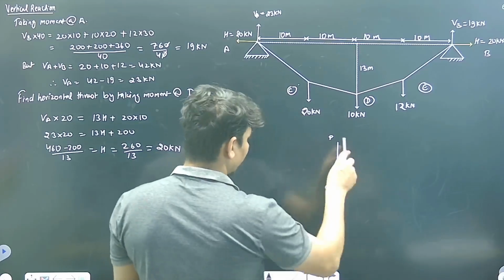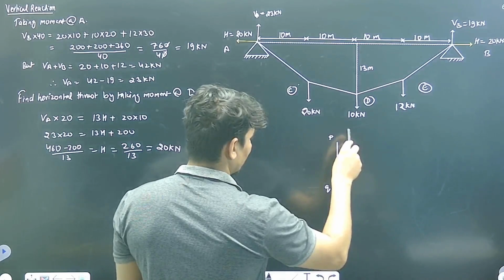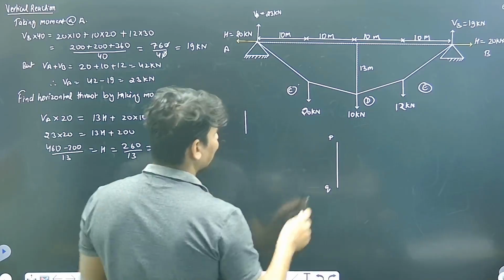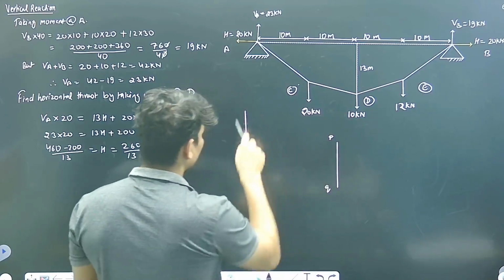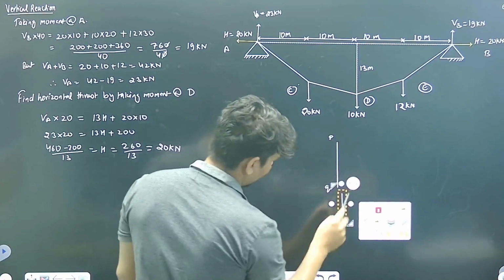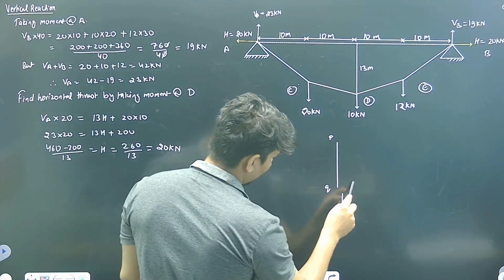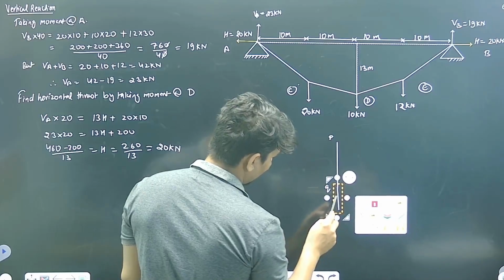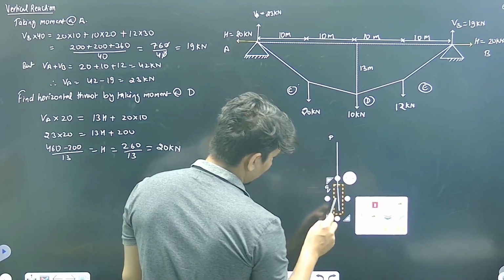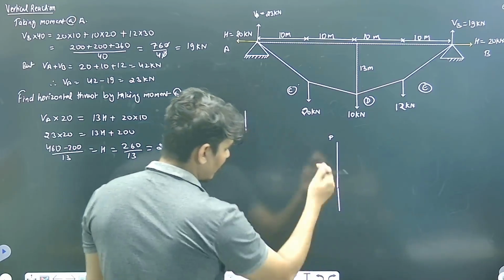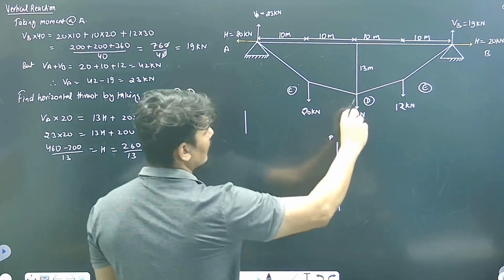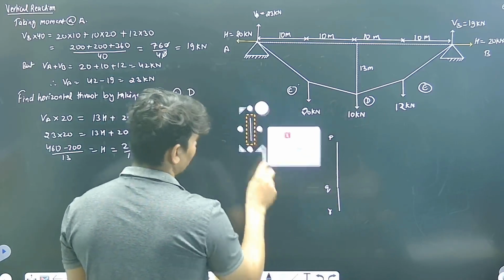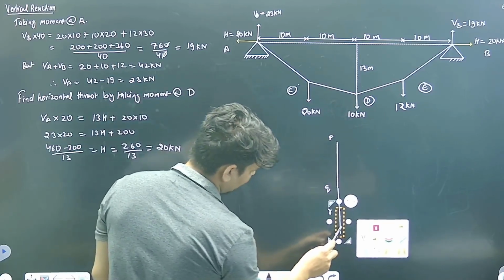Okay, this is PQ representing 20 kilonewton, W1. Now next is 10 kilonewton. Add it. So this is QR. What is QR? QR is nothing but 10 kilonewton. Then it's 12, right?